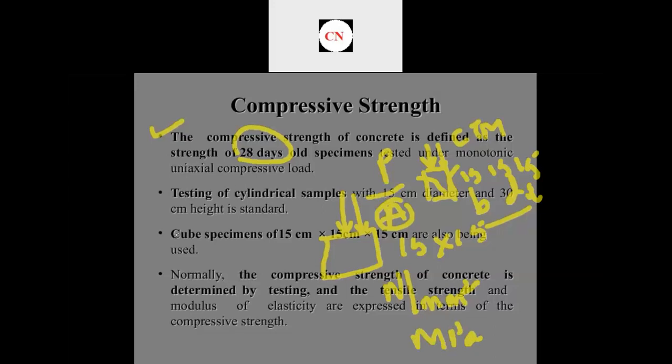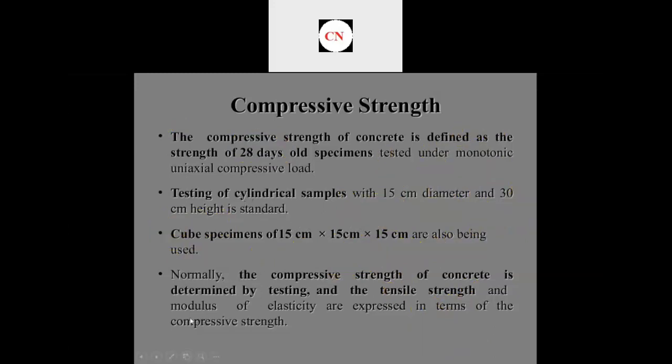Suppose you are designing M20 grade concrete, as I said before, it should possess a minimum of 20 Newton per mm square after the completion of the 28 day curing period. So this is regarding the compressive strength.